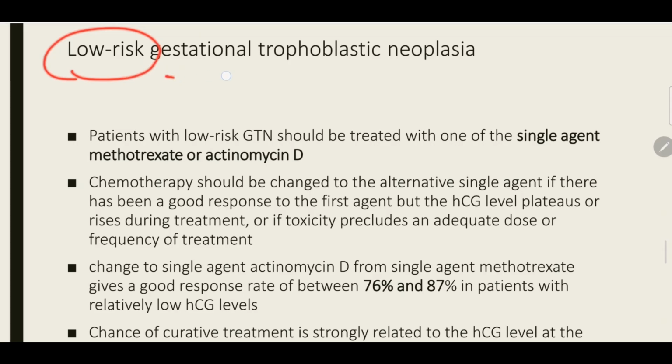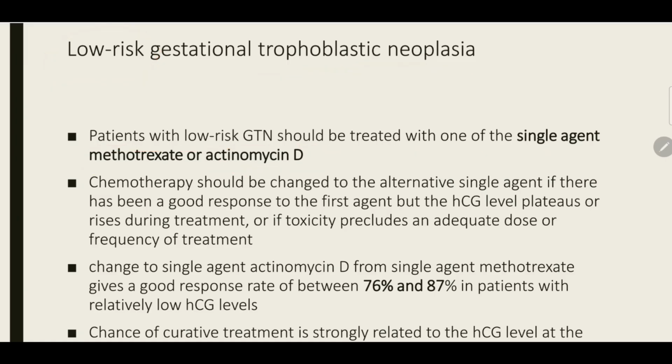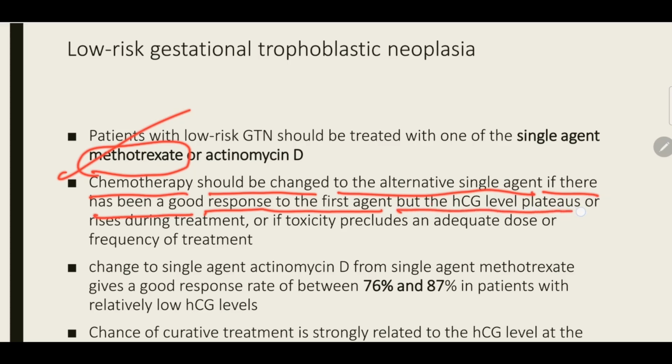Next comes low risk GTN. Patients with low risk GTN should be treated with one of the single agent chemotherapies, that is either methotrexate or actinomycin D. We preferably give methotrexate. Chemotherapy should be changed to the alternative single agent if there has been a good response to the first agent but the hCG level plateaus or rises during treatment, or if toxicity precludes an adequate dose or frequency of treatment.